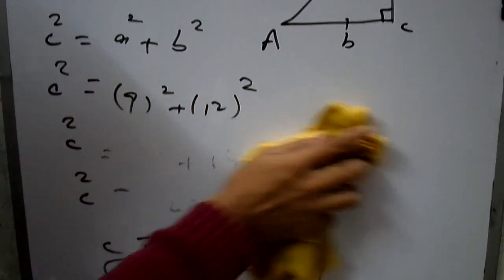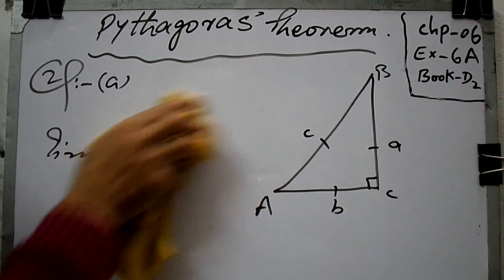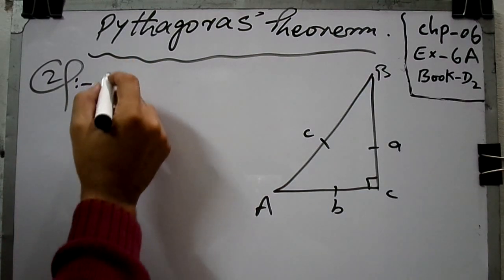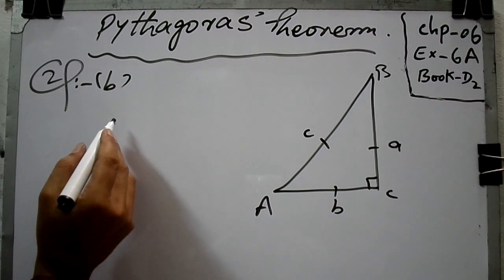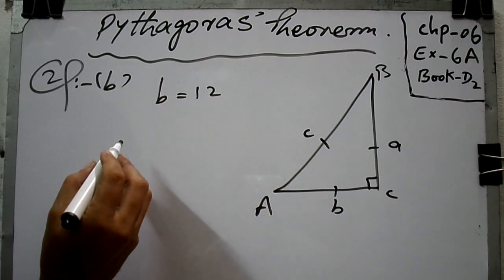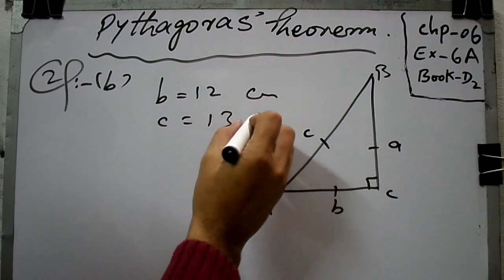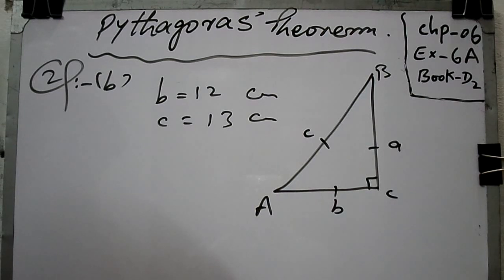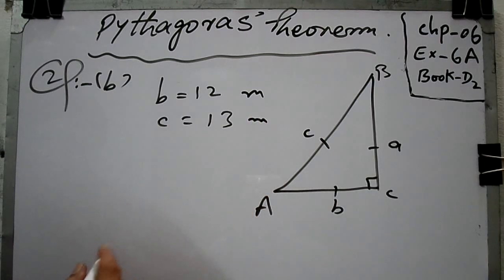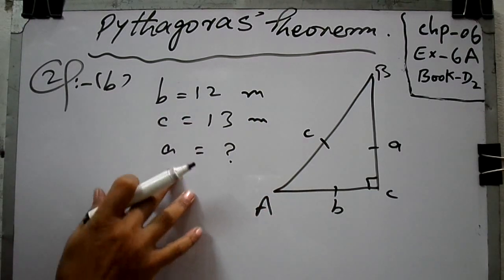Similarly, in part B of the same triangle, you can see in your textbook, B is equal to 12 and C is equal to 13. That is in centimeters, sorry, in meters. In your textbook that is in meters. Okay, no problem. We have to find A, because the third side is A, which is not given.